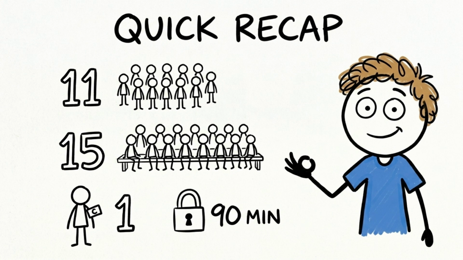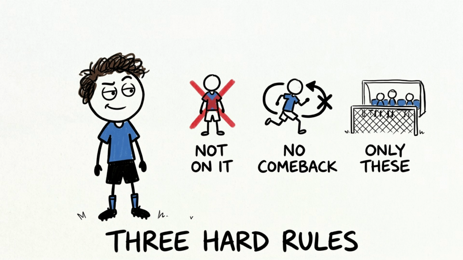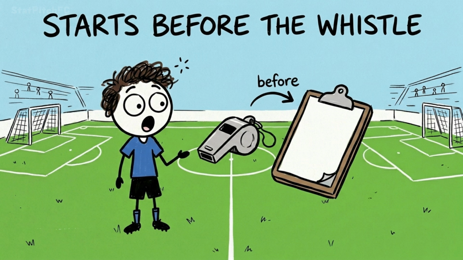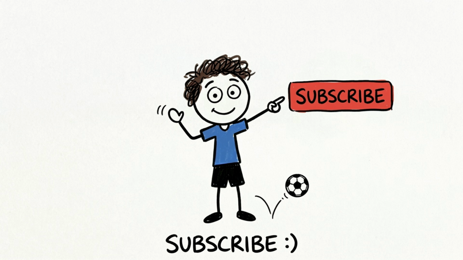So that's the start list. 11 who start, 15 who wait, 1 who leads, all locked in 90 minutes early. A player not on it can't play. A player taken off it before kickoff can't come back. And the substitutes you name are the only ones you'll ever get. The match starts before the whistle. You just never noticed.